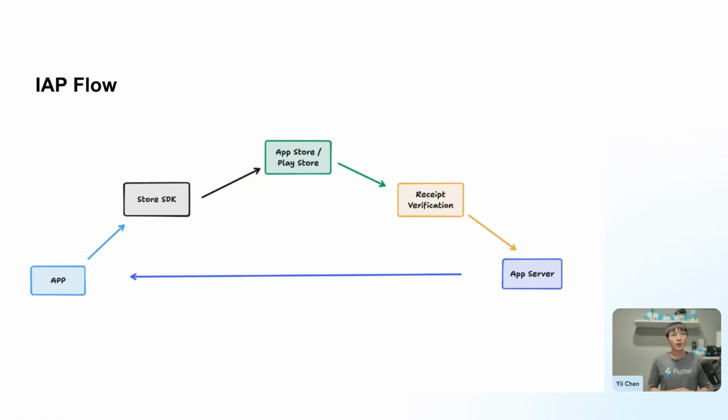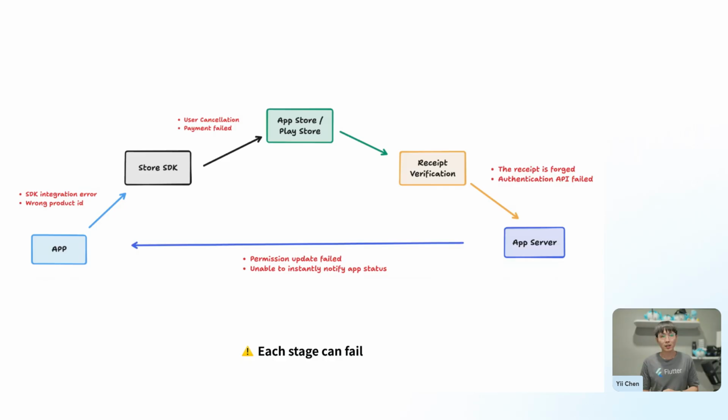Let's first take a look at the traditional in-app purchase flow. If you are building everything yourself, there are several stages to manage. Your app talks to the Store SDK, you handle receipt validation, and you will need a backend server to track subscription status and logic. It's complex and time-consuming.